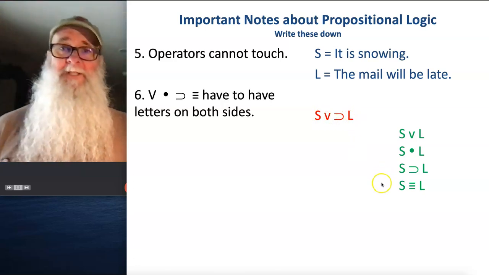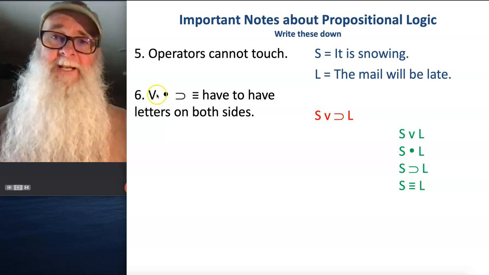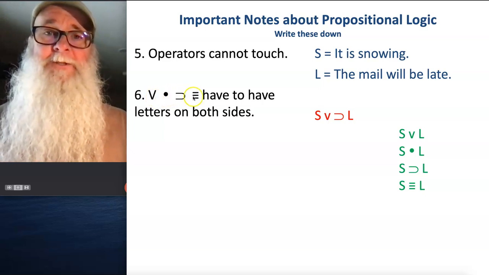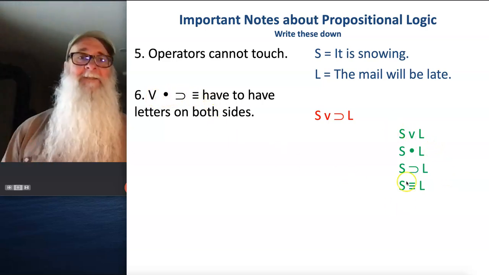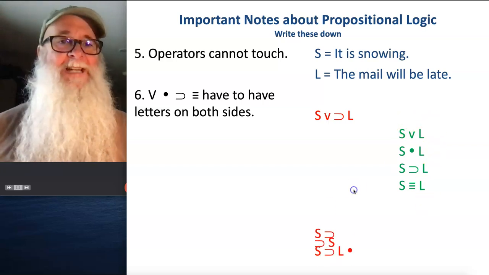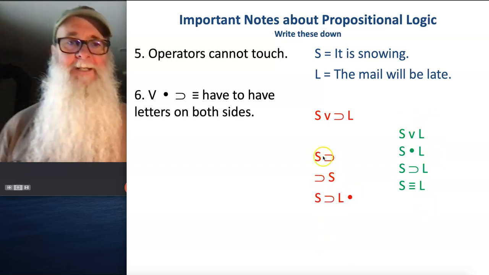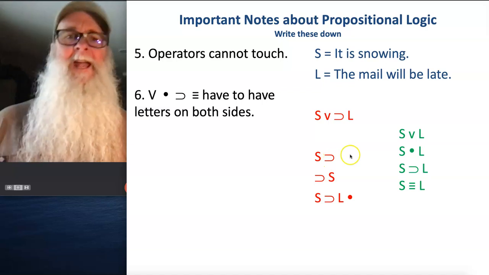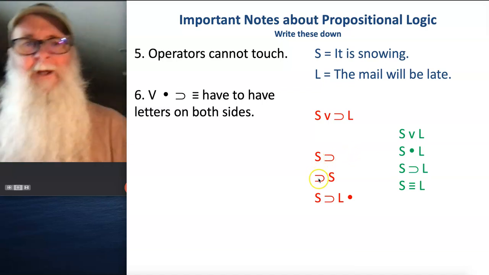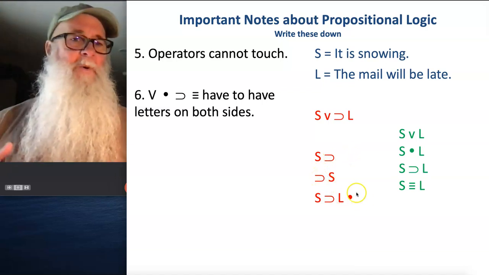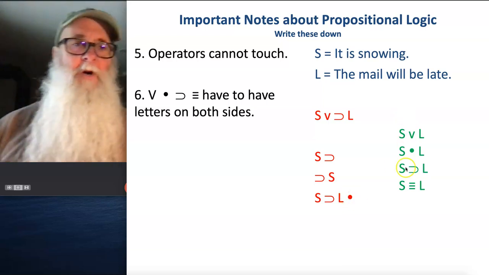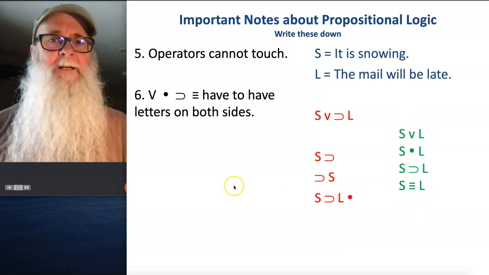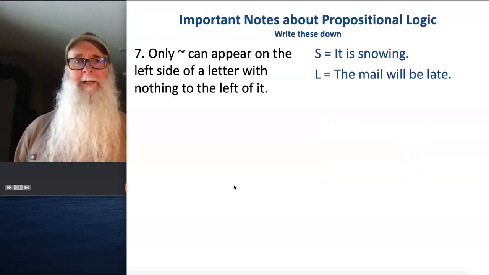Rule number 6. These connective operators, wedge, dot, horseshoe, and triple bar, have to have letters on both sides. We're never going to see something like this, where we have a horseshoe just hanging out there to the right-hand side of a letter, or on the left-hand side of a letter, or a dot hanging out here on the outside. We're always going to see letters on both sides of our connective operators.